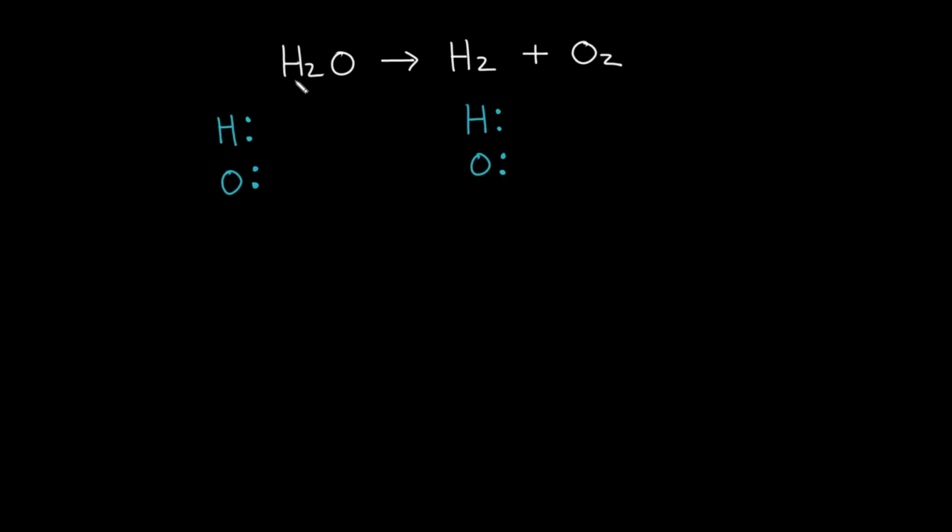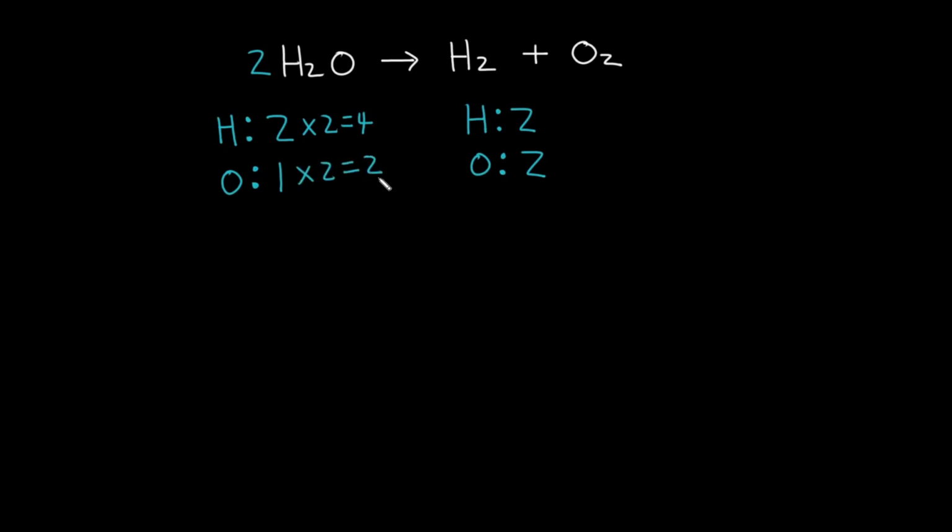So in the reactants we have 2 hydrogens and we have 1 oxygen atom. In the products we have 2 hydrogen atoms and we have 2 oxygen atoms. So what we want to do is balance the oxygen because everything else is balanced. So we multiply the water here by a factor of 2. So that'll multiply the hydrogen by 2, and it'll multiply the oxygen by 2.